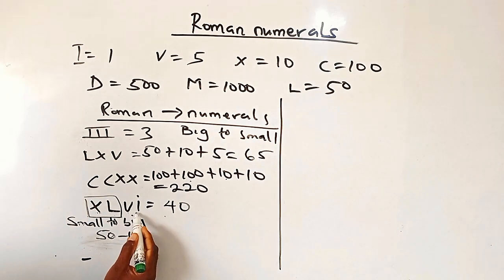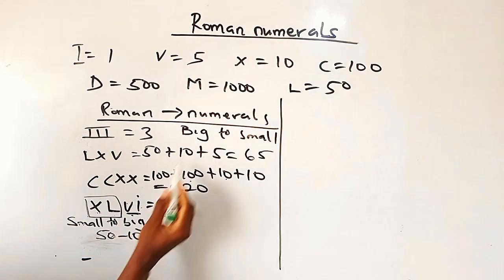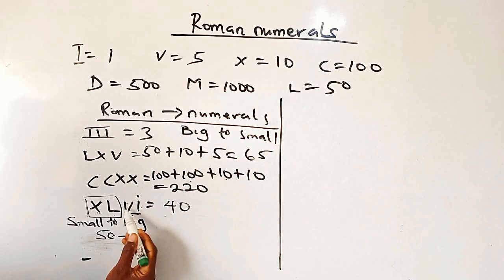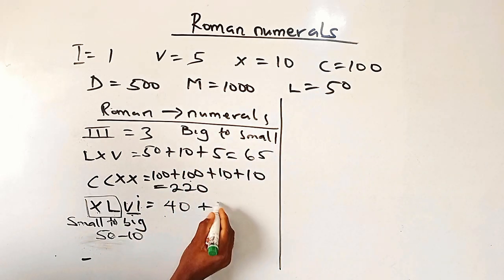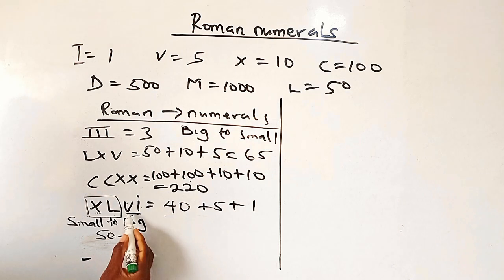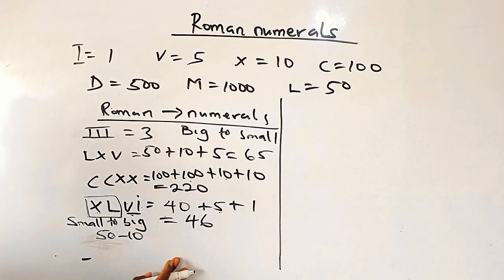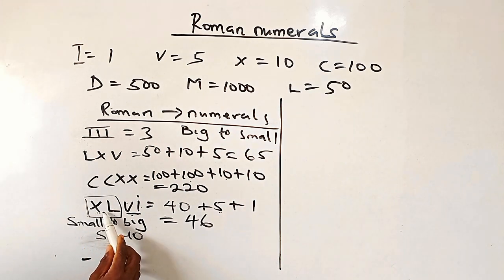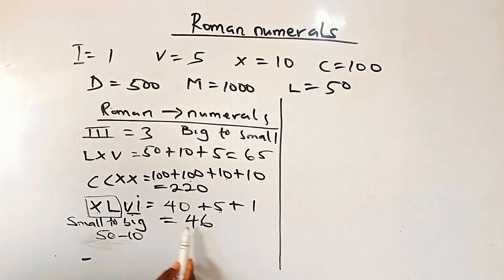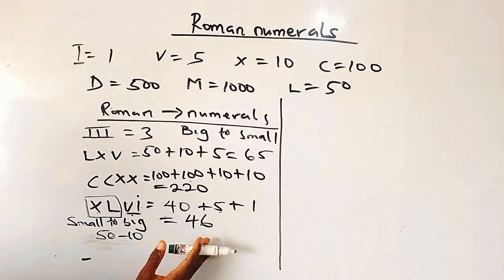When you look at VI, you are moving from a big number to a small number. From big to small, you are adding, so this is like saying plus 5 plus 1. So by the time you do that, you have 40 plus 5 is 45, plus 1 is 46. So writing XLVI in numbers, you have 46.